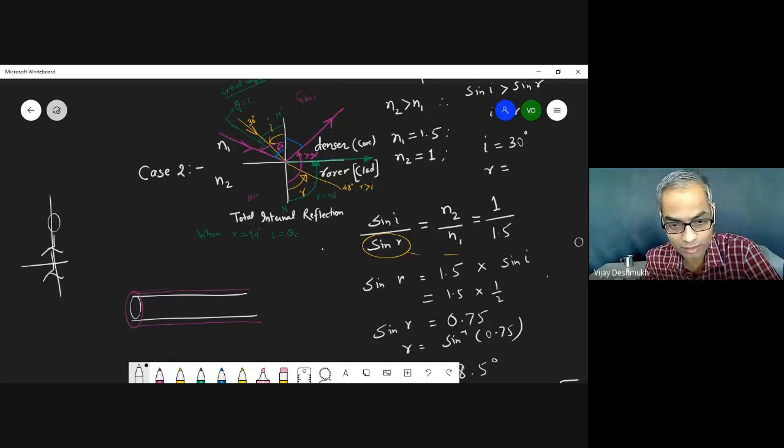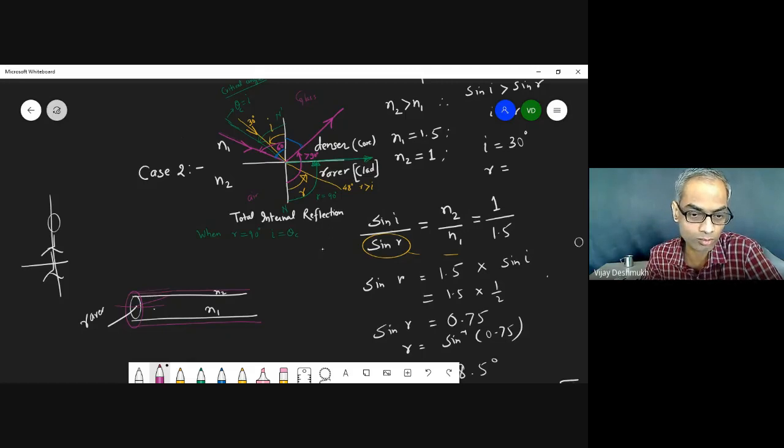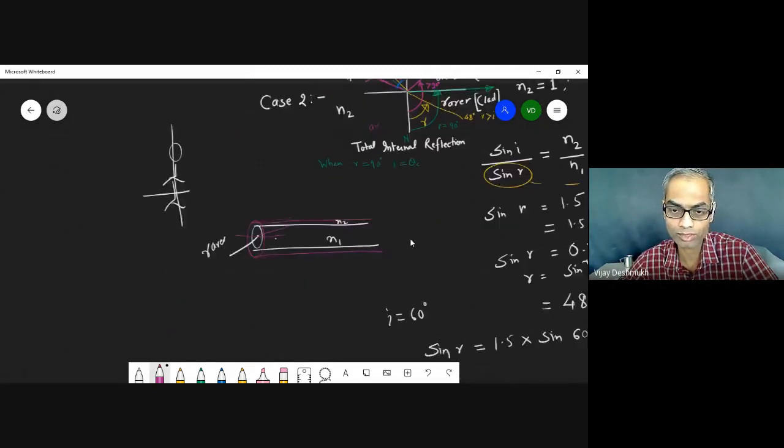We have taken the cut, and now if the light is incident on this optical fiber, then this is rarer to denser. This is rarer, this is denser. N1 is rarer and this is N2, denser. Now, when this light travels, suppose this is the normal, it bends towards the normal. Are you getting this point? Let me make it bigger.